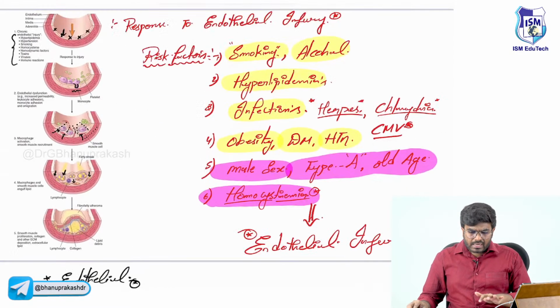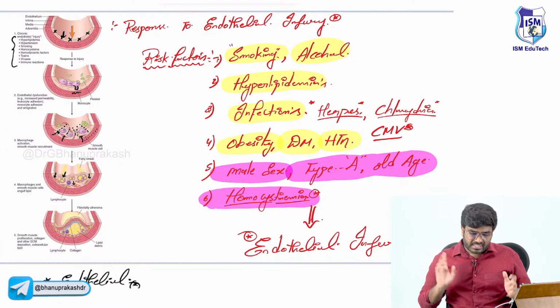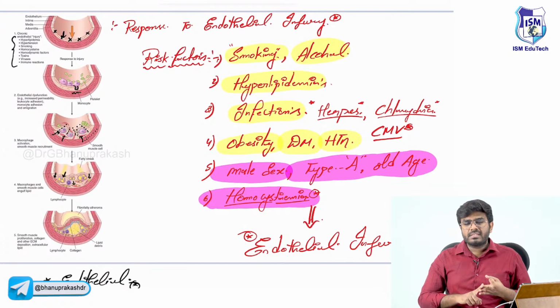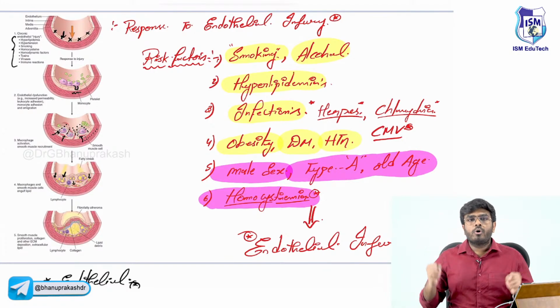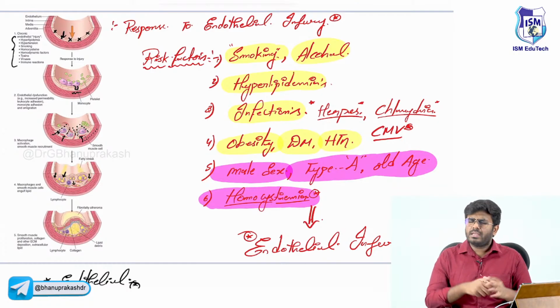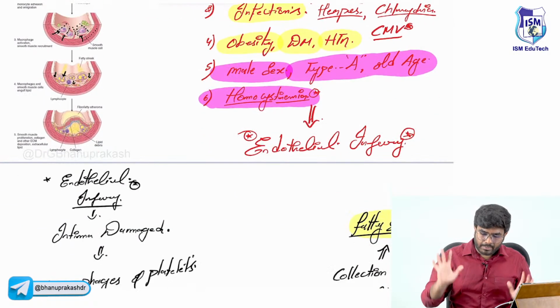Very simple. There are certain risk factors important for your exam. What are the risk factors? Modifiable risk factors and non-modifiable risk factors. Smoking, alcoholism, diabetes, obesity, hypertension, and certain infections like herpes, chlamydia, and cytomegalovirus, and non-modifiable risk factors like male sex, type A personality, and old age, and certain conditions like homocystinemia. This homocysteine will also damage the endothelial cells. But at the end of the day, the endothelial cells are getting damaged.